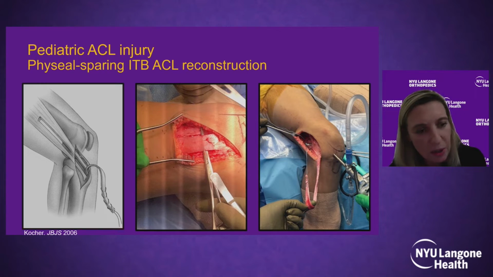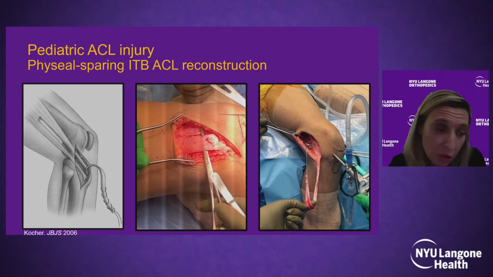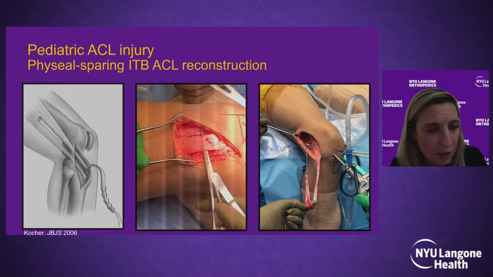But the first step is harvesting the graft. And so you can see here we take the central 2/3 of the iliotibial band, leaving 2 to 3 millimeters anteriorly and posteriorly. And I take an extra long length as well. And you can make a counter incision proximally to make sure that you don't prematurely amputate that graft.